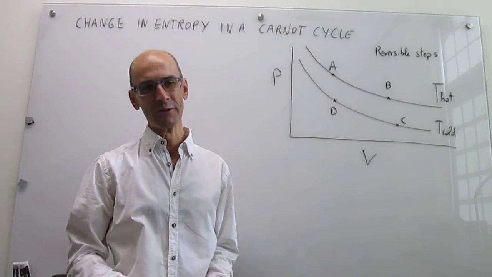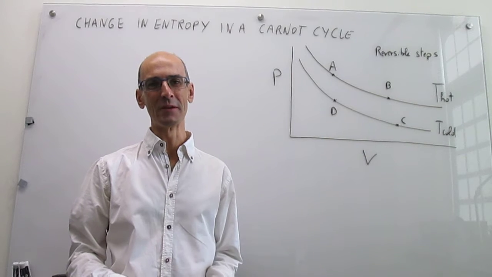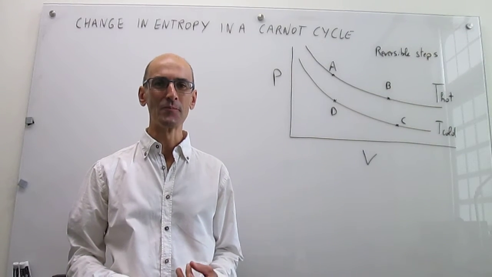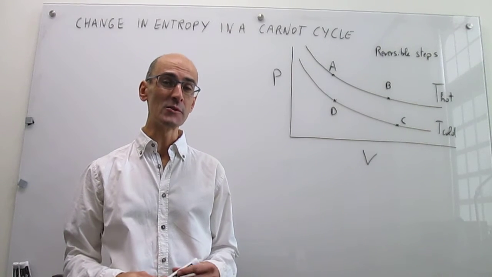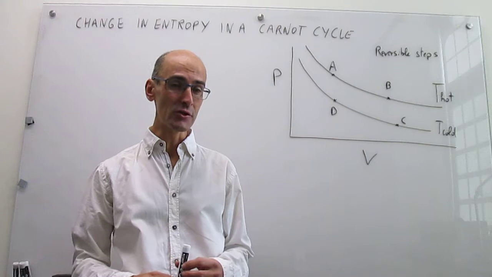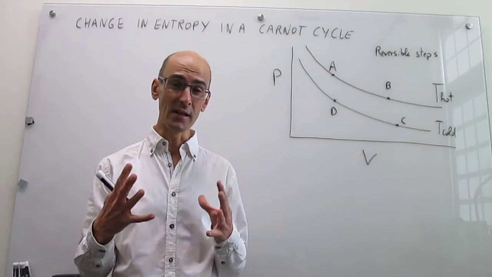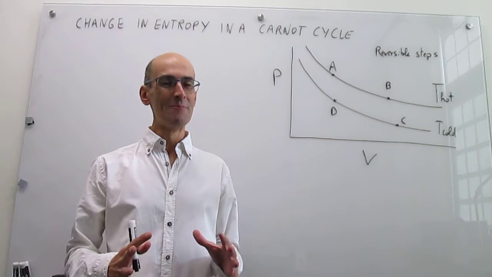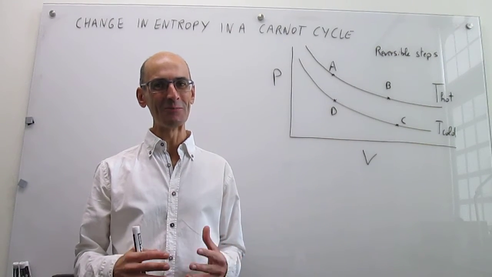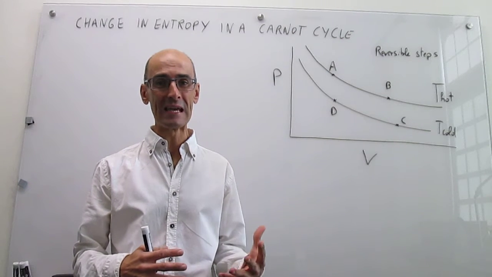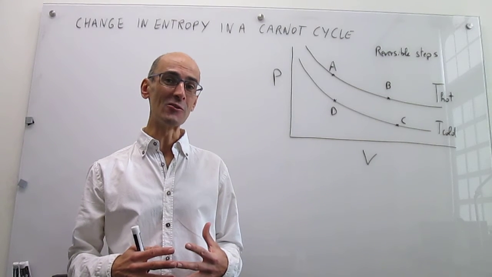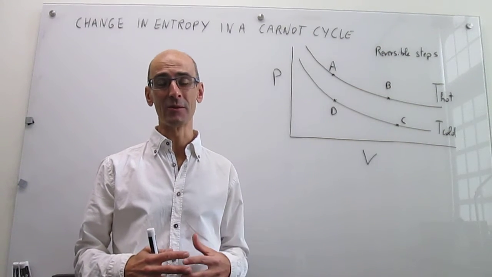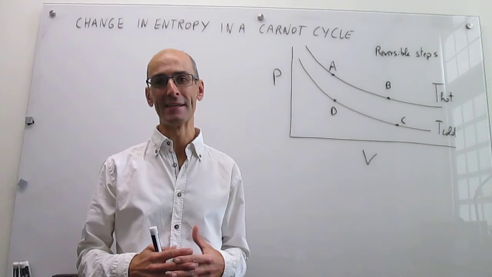In this video, we're going to see what is the change in entropy in a Carnot cycle. The purpose of the video is to demonstrate that entropy is a state function. So the change in entropy in a cycle is actually going to be zero. Now, we're choosing a Carnot cycle because it's a beautiful example of a heat engine, but the results are going to be entirely general. So they would apply to any cycle.